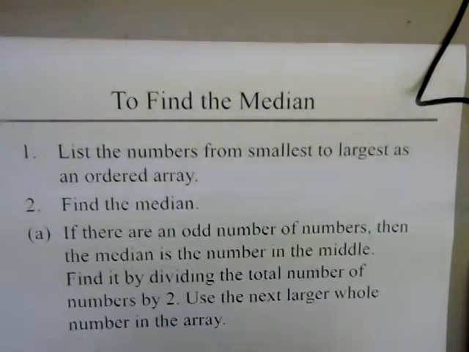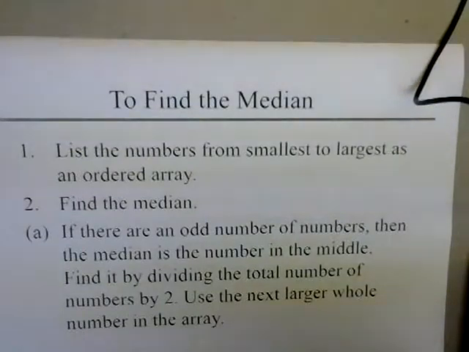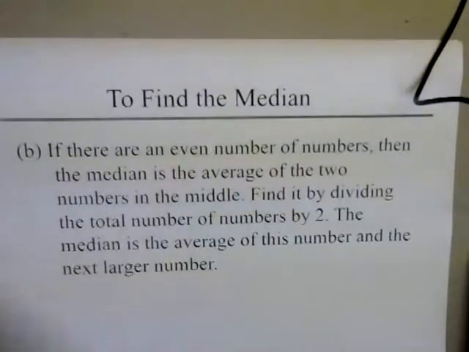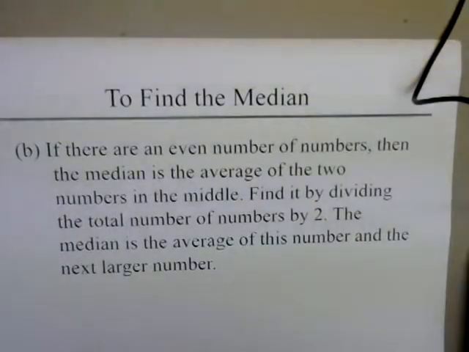So to find the median, you list the numbers from smallest to largest as an ordered array, and then you find the median. So just find out where the middle of that data is. If there's an odd number of numbers, then the median is the number in the middle. Find it by dividing the total number of numbers by 2, and use the next larger whole number in the array. Okay. If there are an even number of numbers, then the median is the average of the 2 numbers in the middle.